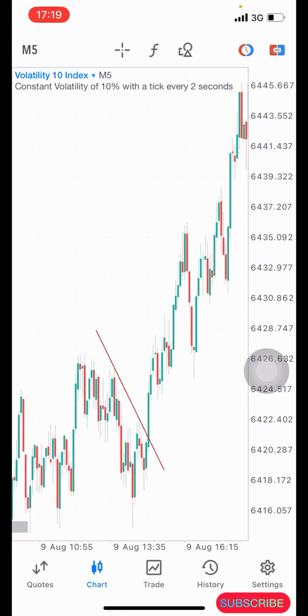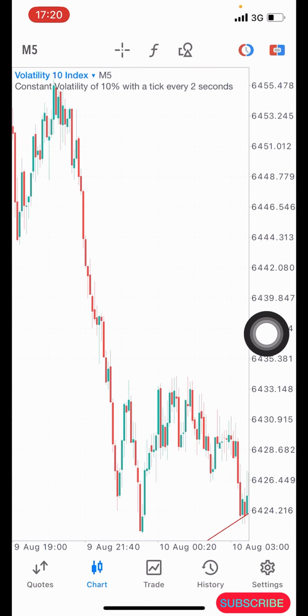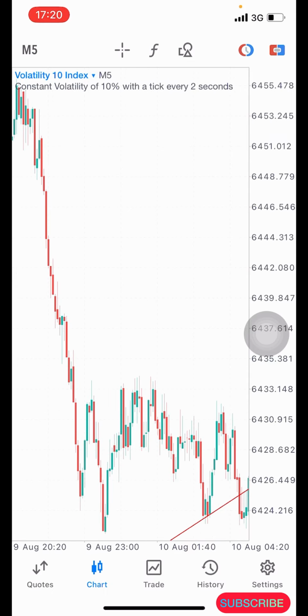And you can see there's another pullback here to connect. Once it breaks, you take your entry and you get this win entry here again, right? So that is how the strategy works. Okay, now there's something else I want to show you guys.